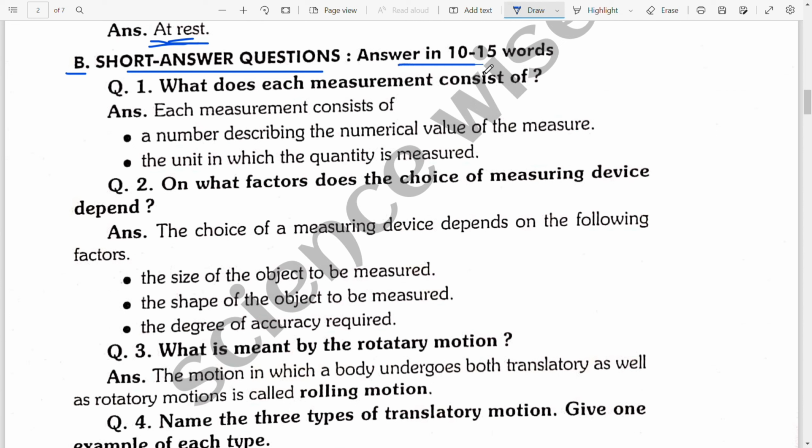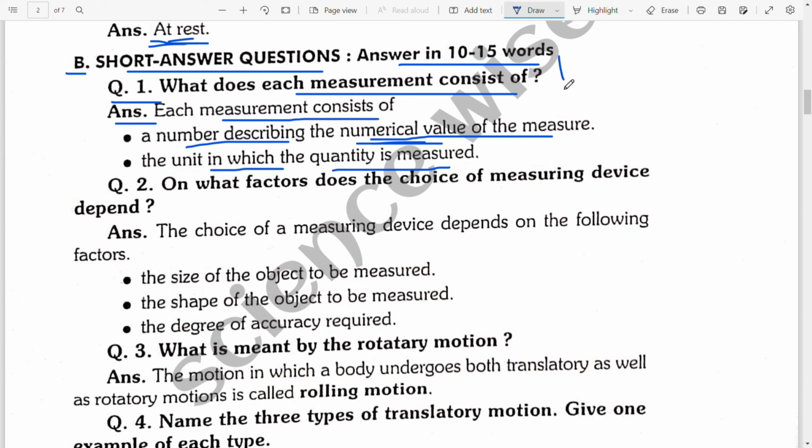Answer in 10 to 15 words. Question number 1. What does each measurement consist of? So answer is, each measurement consists of a number describing the numerical value of measure. It means the numerical value of the measure is compulsory there. Then second, the unit in which the quantity is measured. यूनिट जिसमें हमने क्वांटिटी को मेजर किया है.